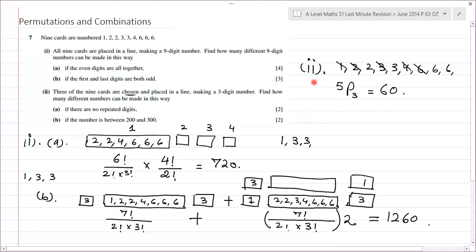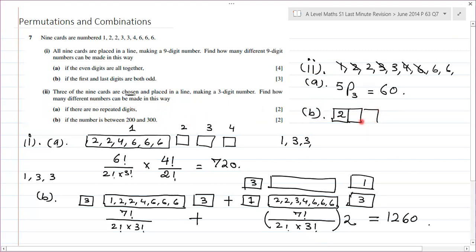Now that's part A. Part B is if the number is between 200 and 300. How many different numbers can be made in this way if the number is between 200 and 300? That means the number has to start with a 2. So the number is going to start with 2, that's for sure.